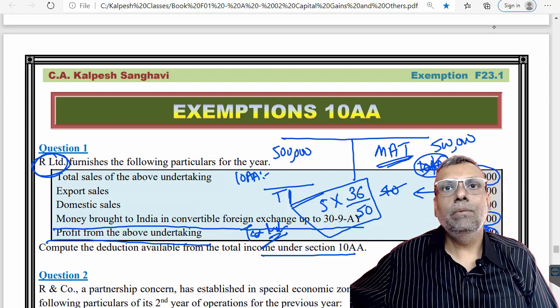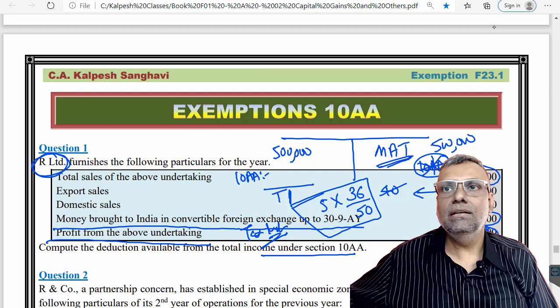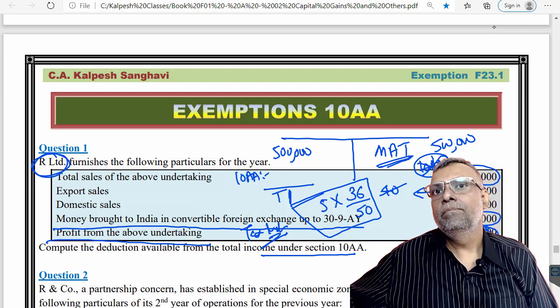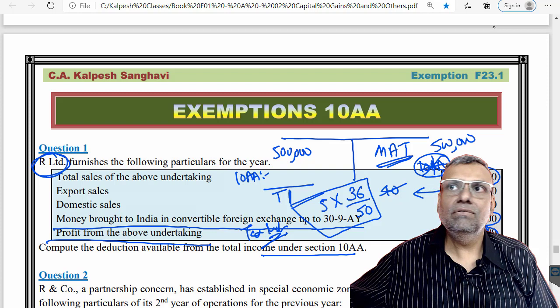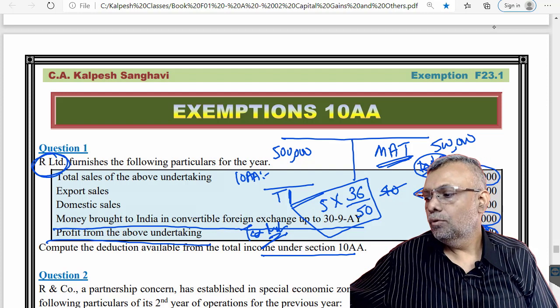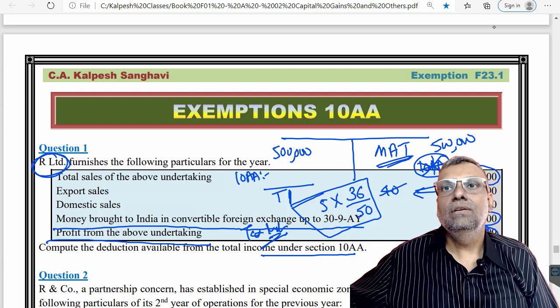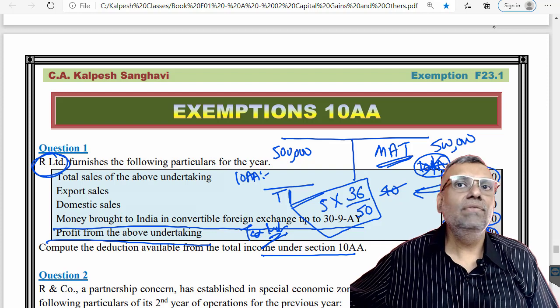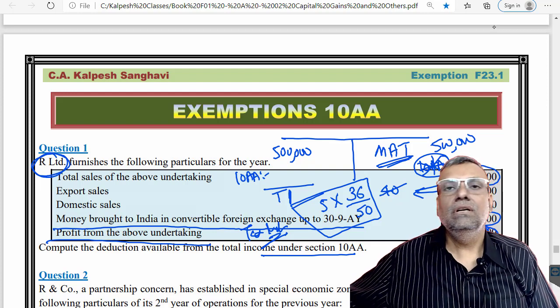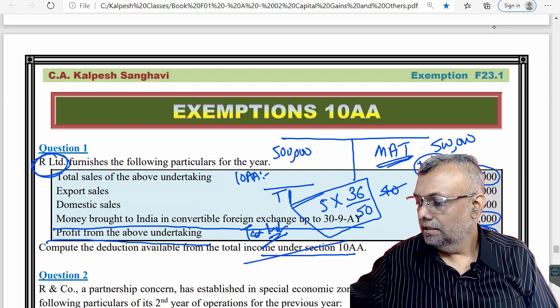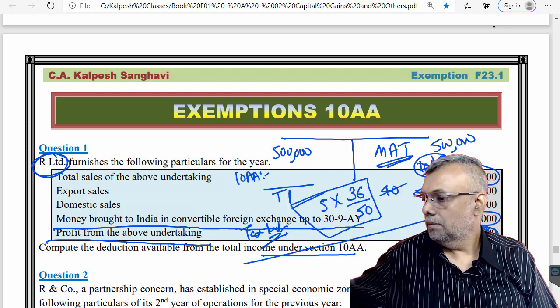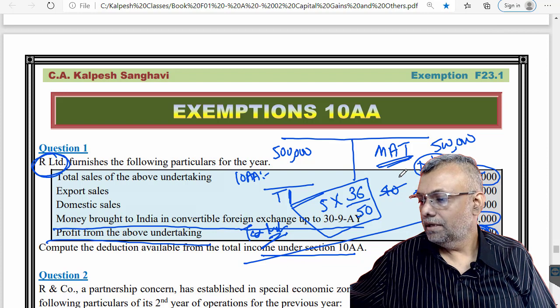Because in the MAT, adjustments are given for section 10 benefits, but benefits under 10AA etc. have not been given. So on the 5 lakh rupees you apply the MAT and get the amount of the MAT tax liability, compare the normal tax liability and the MAT tax liability, and then take the decision. This is the first part of that particular answer. So update this when it comes to the first part of that answer.